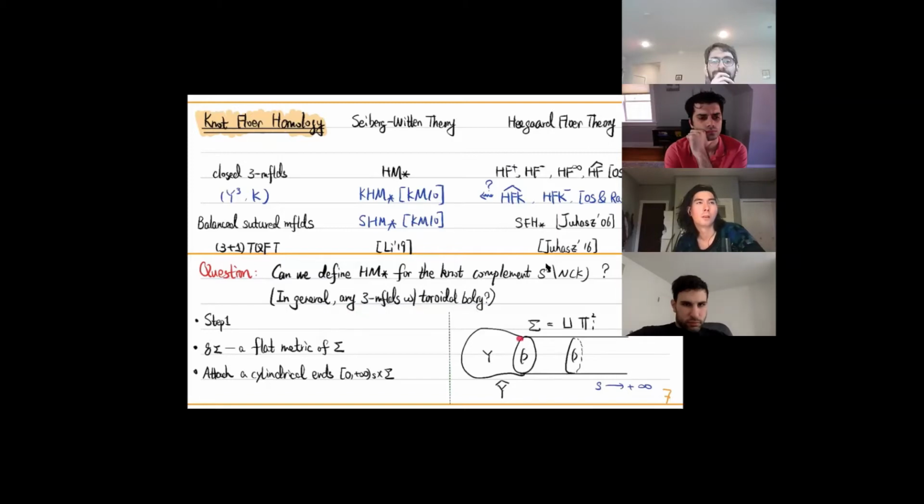So in this picture here, this three-manifold Y has a boundary Sigma, and Sigma is a union of two tori. And in order to study the monopole equations on this space, the first step here is to specify the metric. So we pick a flat metric on the boundary, and we attach a cylindrical end to this three-manifold to obtain a complete Riemannian manifold Y hat. So this is a picture for the completion, and we are going to work with a non-compact three-manifold.